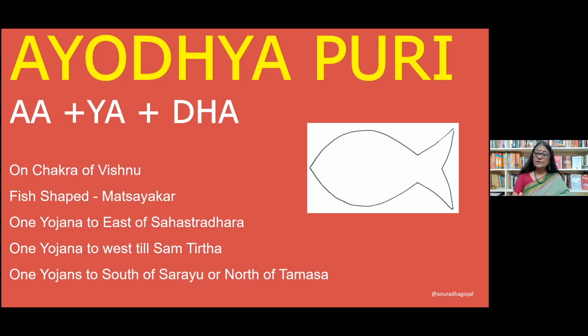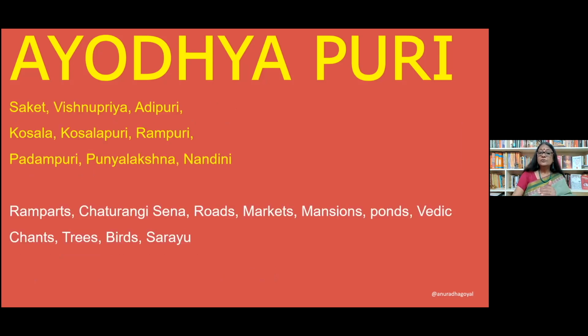And then it is south of Saryu, about a yojan, and north of Tamsa, which means it's sandwiched between the two rivers, Saryu and Tamsa. We'll see in a recreated map how it picks up. It also tells us the different names of the city: Saket, Vishnupriya, Adipura, Kaushalpuri, Rampuri, Padmapuri, Punya Lakshana, Nandini. All these names have a story associated with them, but for that you'll have to pick up the book and read.